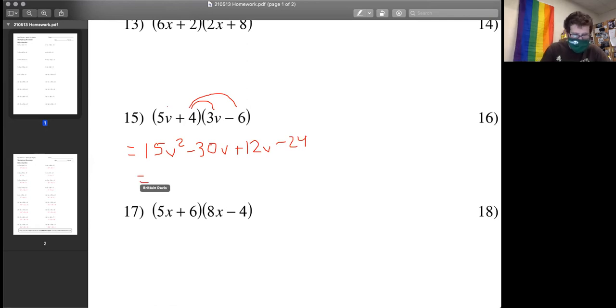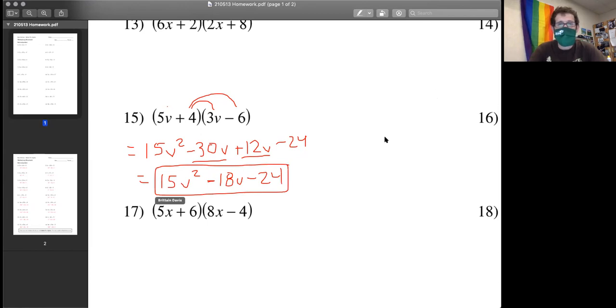The last thing you'll need to do is combine your like terms. So these two get added together. Negative 30 plus 12. You can do that on the calculator if you want to. You can reason through it in your head, but negative 30 plus 12 is essentially the same as 12 minus 30. And that's going to give us negative 18. So I'm going to get 15v squared minus 18v minus 24. And that's our final answer.